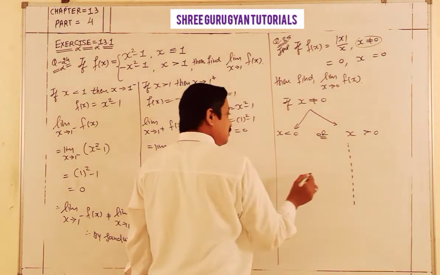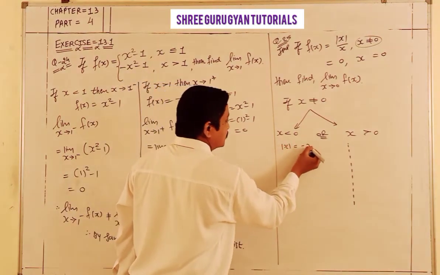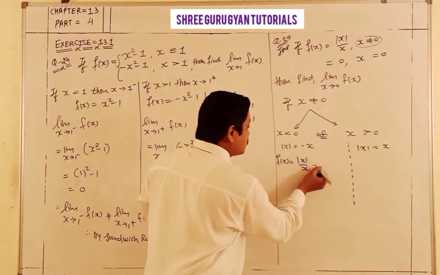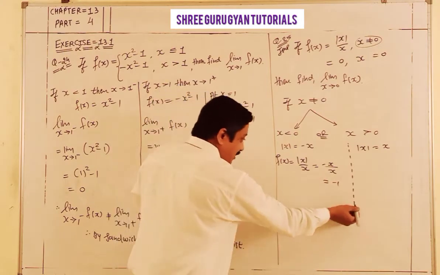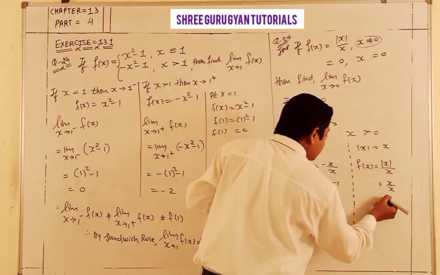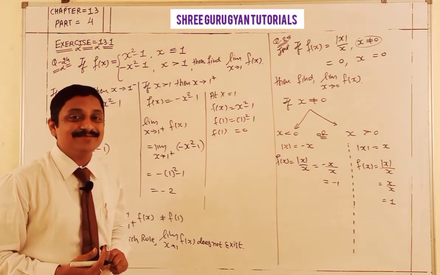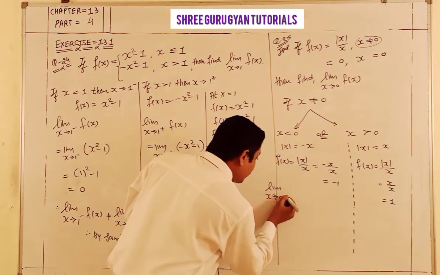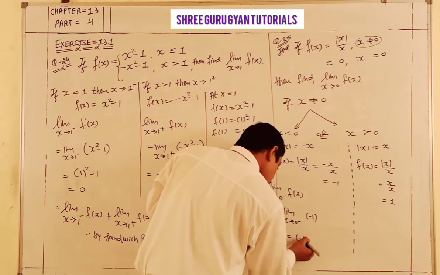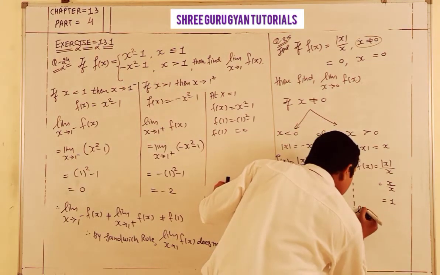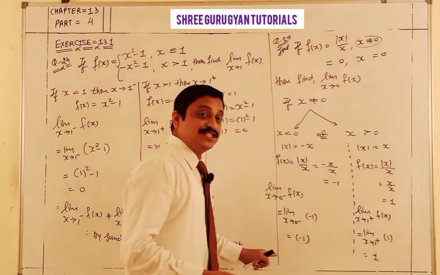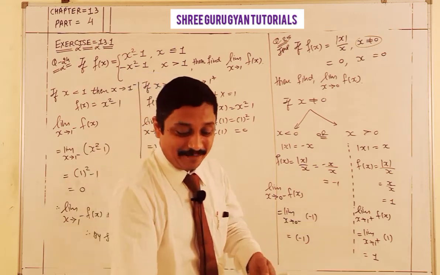So here I create two types of solutions. Modulus x is equal to minus x, and modulus x is equal to plus x. So f(x), modulus x by x, is only minus 1. Similarly, on the right hand side, f(x) becomes modulus x by x, which is x by x, so it is only 1. Now I start my limits. Limit x tends to 0 negative: going to the left hand side limit, my function is minus 1. Similarly, limit x tends to 0 positive, the function is 1. Now check, is it same? No, it's not same, so my limit does not exist.